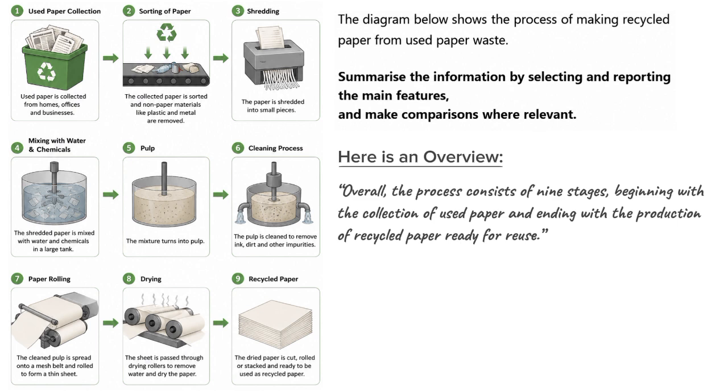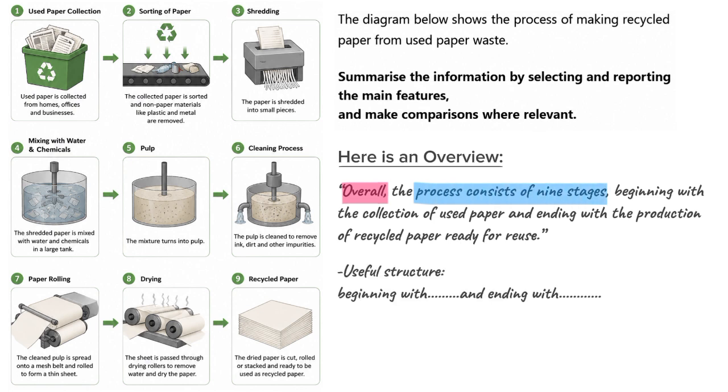As you can see, the overview is short and clear. 1 or 2 sentences are enough. Notice that I started the overview with the word overall. This is a very useful technique because it clearly signals to the examiner that you are summarizing the main features. As we have 9 stages in the diagram, I write, the process consists of 9 stages, nothing fancy. Then I also use the structure, beginning with and ending with, to let the examiner know how the diagram starts and what the output of the diagram is. This is a perfect overview paragraph for the process diagram.